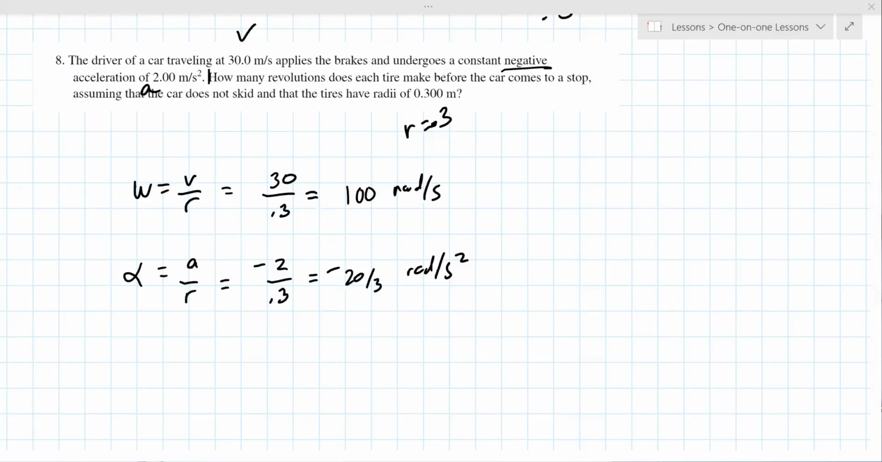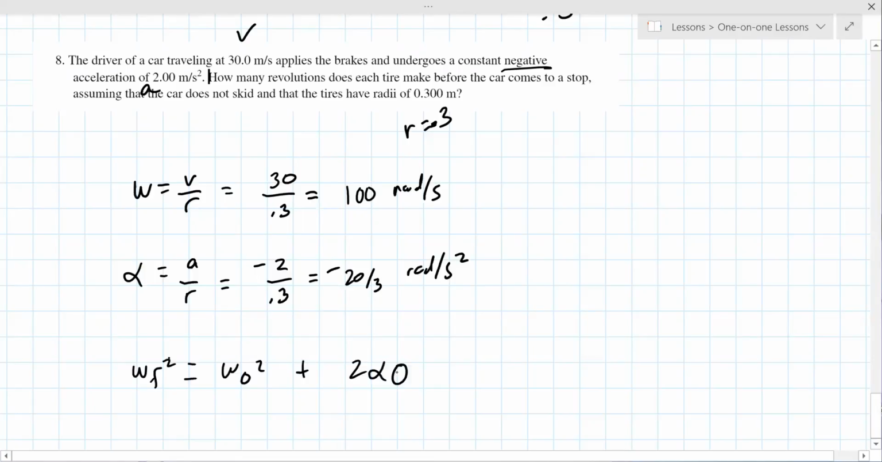See if I can find that. There it is. So we have omega final squared equals omega initial squared plus 2 alpha theta. We're trying to find the angle there. We have alpha. We have omega initial, that's what we just calculated. What is omega final if it comes to a stop?